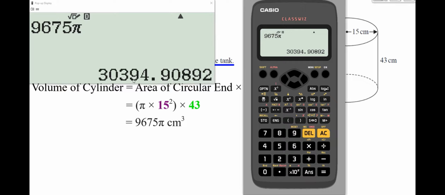If you've got 30394.908 and so on, that's fine as well. So either this value here or that one. So we're about halfway done for the problem now anyway.